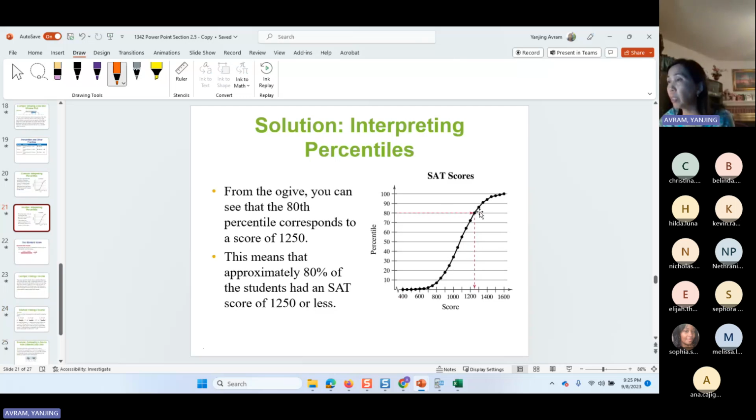And if you have an 80 percentile, that is about 1250 or something like that. So that is the percentile in here. That means if you score in the 80th percentile, 80% of the people are below you. Okay, so that is the percentile.